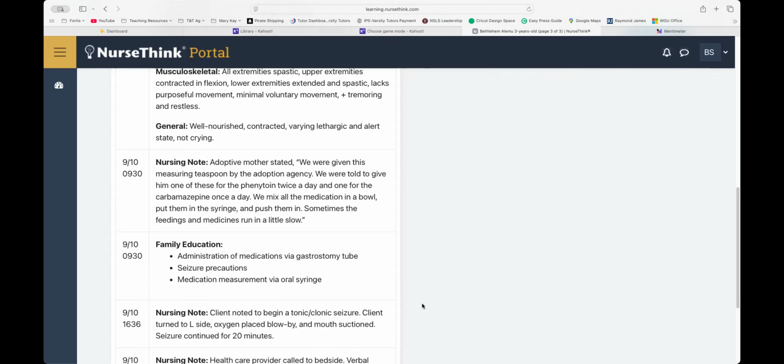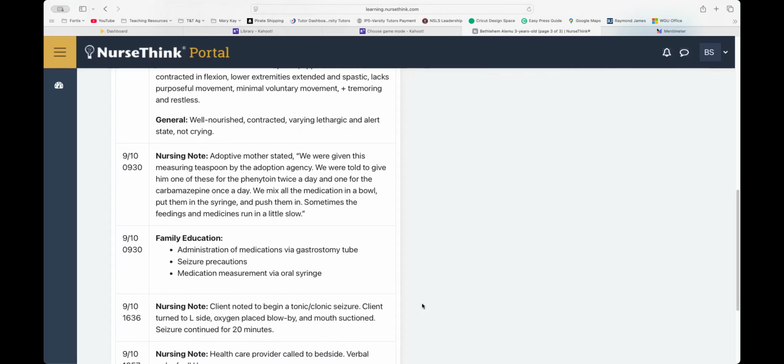So this education becomes very timely because he starts having a tonic-clonic seizure, so that very general seizure. We turn him on his left side, start him on oxygen, and suction his mouth. That seizure continues for 20 minutes. So we are on the verge of what complication of a seizure disorder? What are we getting very close to? If that seizure lasts much longer, what can happen?